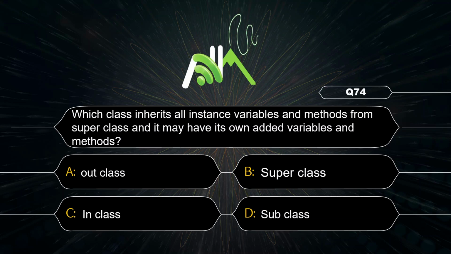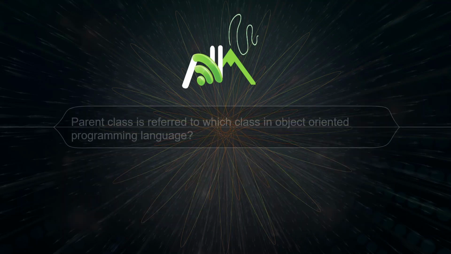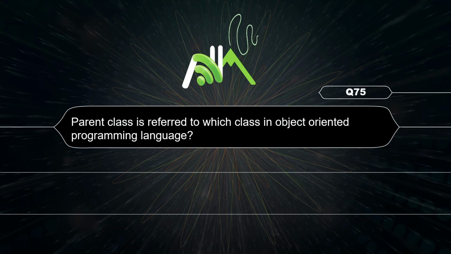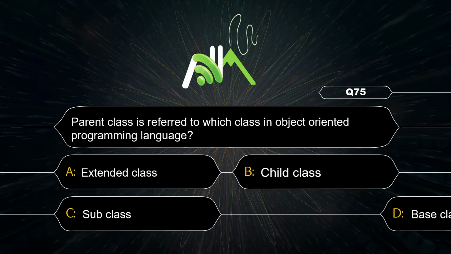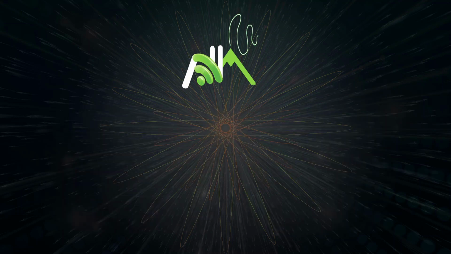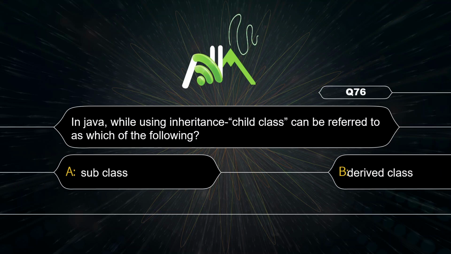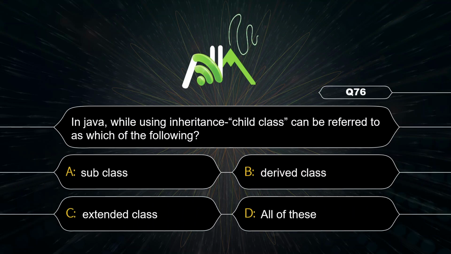A class that inherits all the instance variables and methods from the superclass, and may have its own added variables and methods, that is a subclass. Option D. A superclass is also referred to as a base class. Option D. A subclass can be referred to as a derived class or extended class. So all of these are correct.